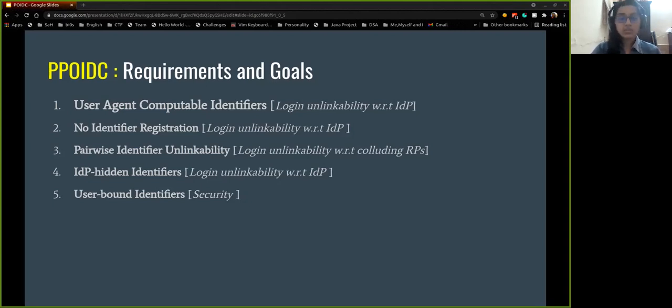Now the last one is user-bound identifiers, which means the identity provider must only sign an ID token which it knows is from a valid user agent. It should not be a malicious user. So these are our goals.